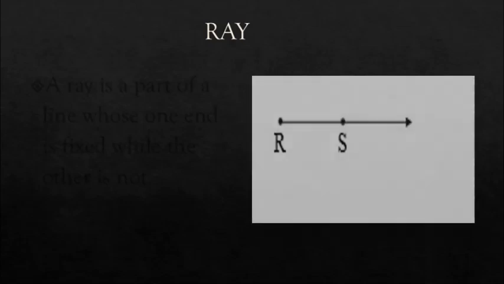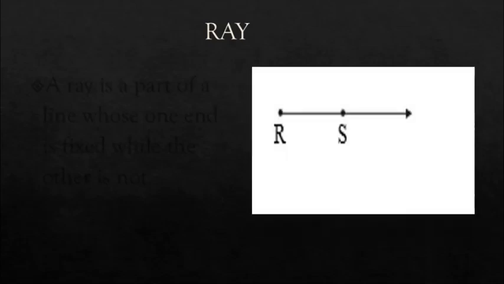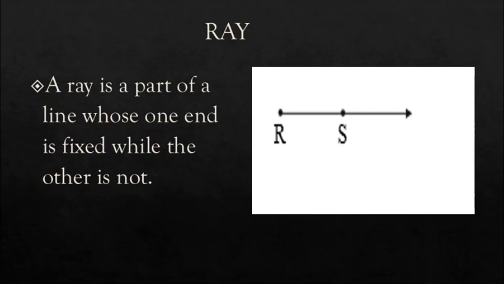Next is ray. Observe this figure. What you can see here, one end is written as R, there you can find one dot, and on the other end one arrow is there. That means one end is fixed and the other end is not. So in a ray, one end is always fixed, that is called the origin, and the other end is free. You can extend it till wherever you want to.